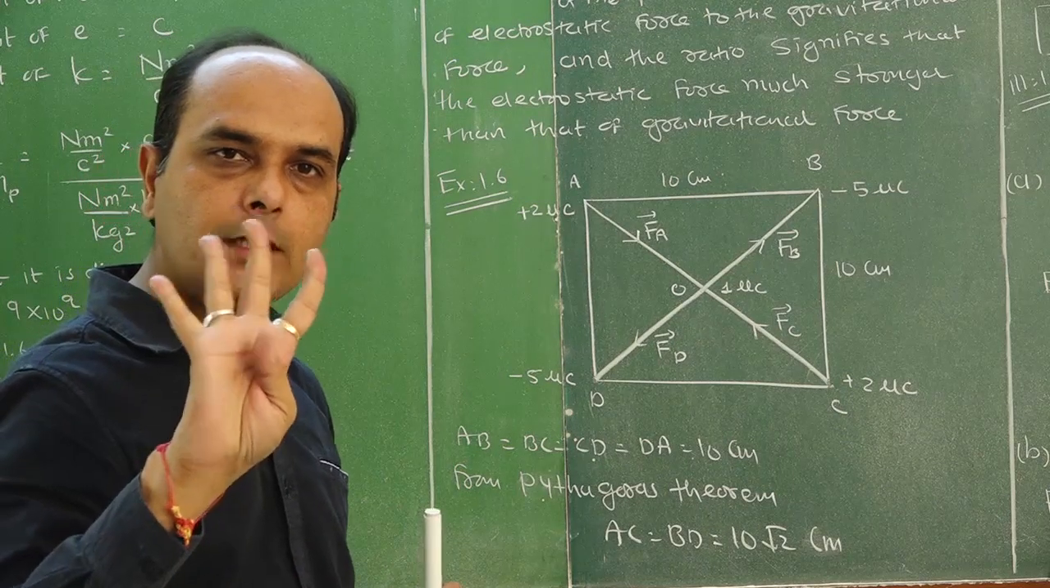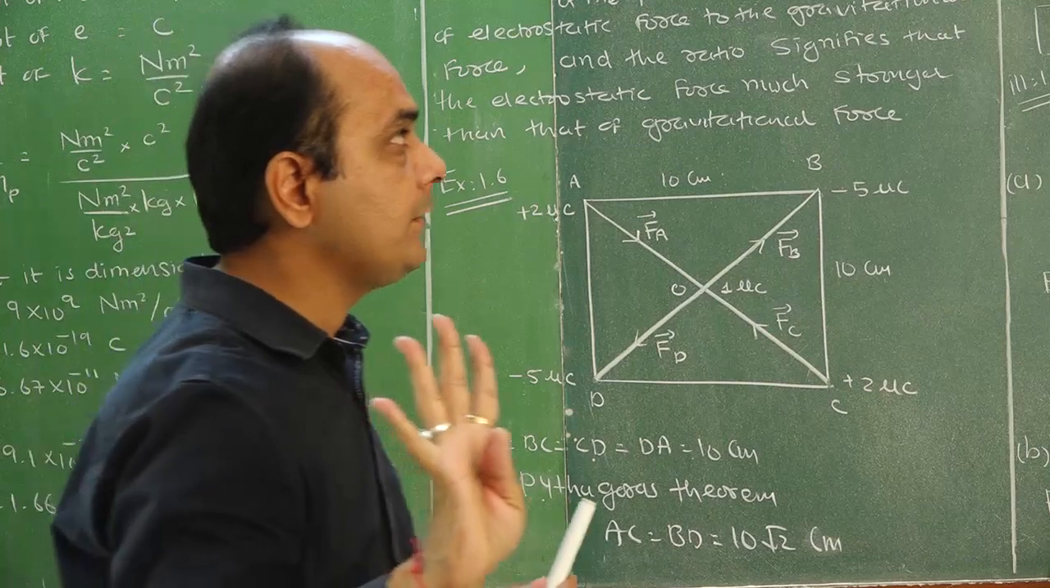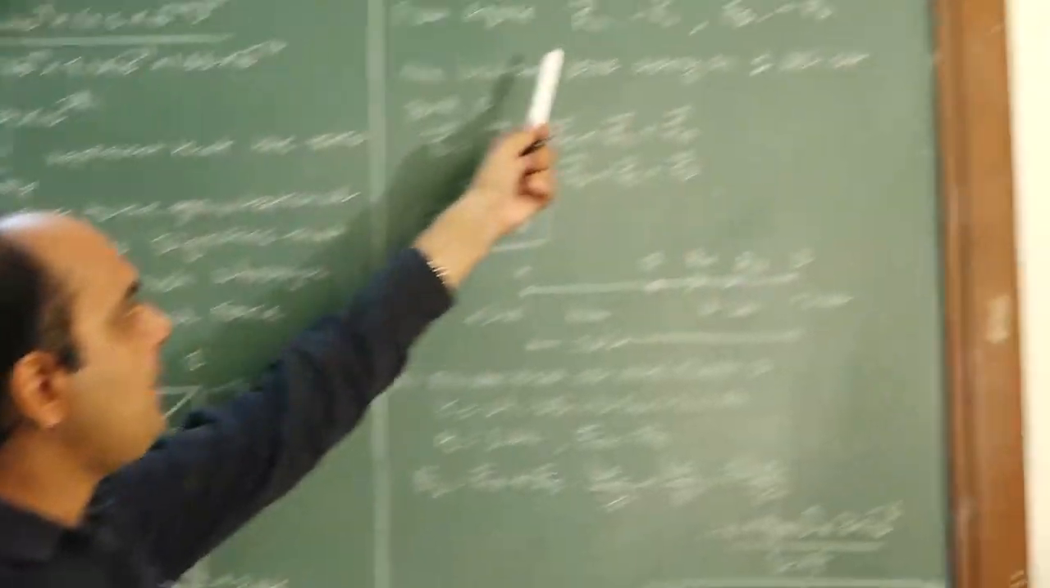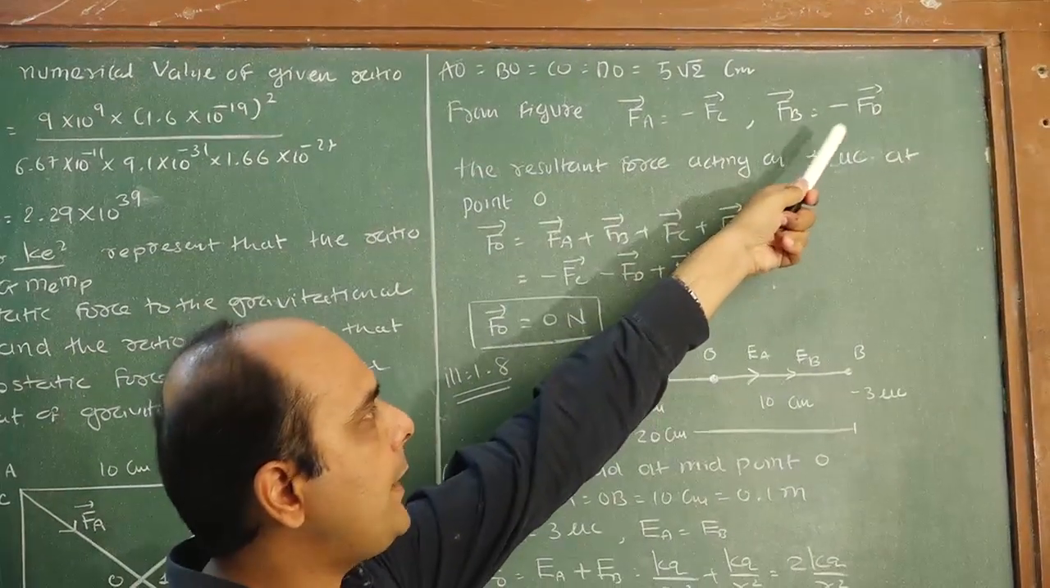Total how many forces are acting? 4 forces are acting at the center. From the figure we can say that Fa is equal to minus Fc, Fb is equal to minus Fd.